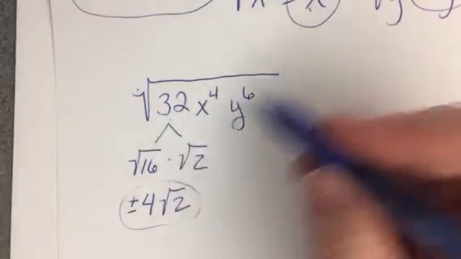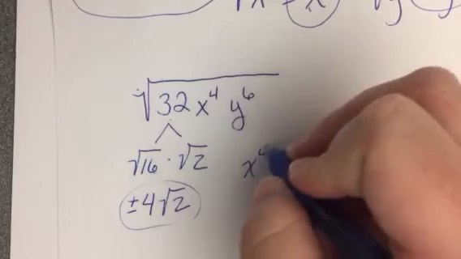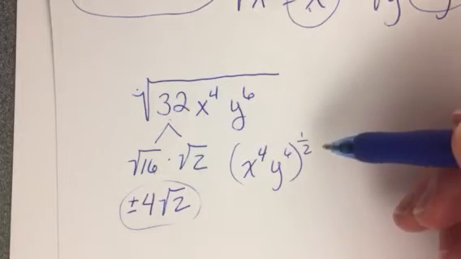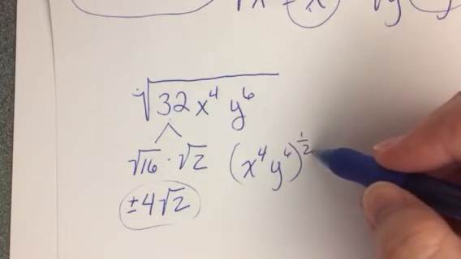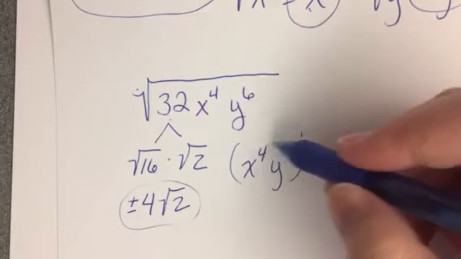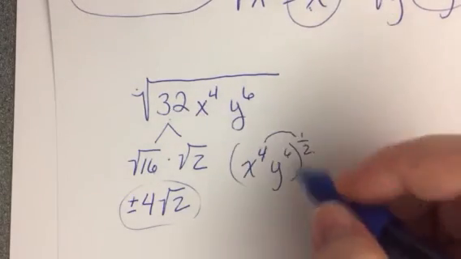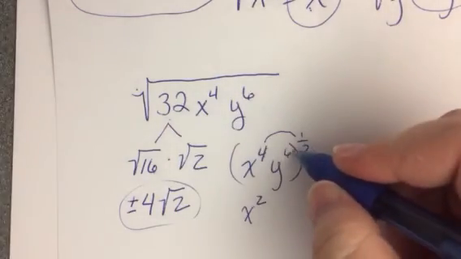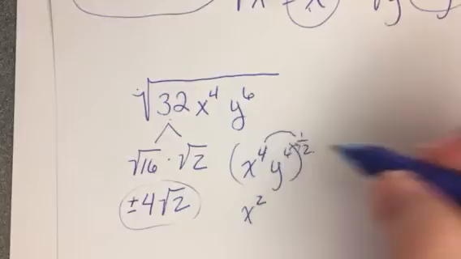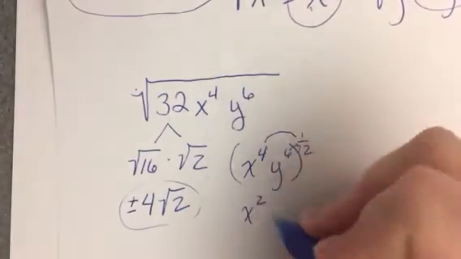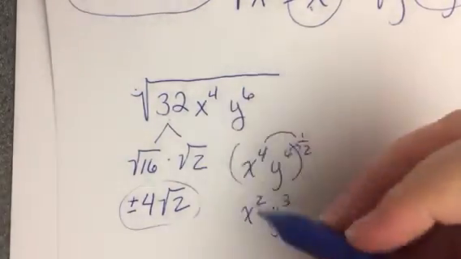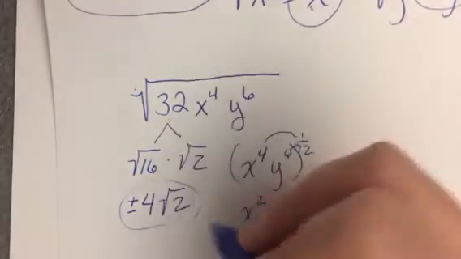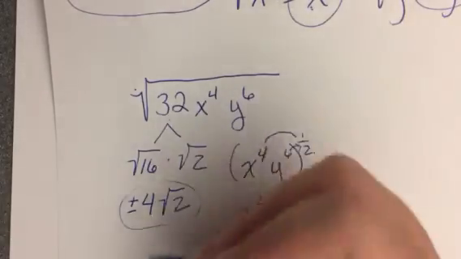Now let's deal with my variables. I have x to the 4th, y to the 6th, all to the 1/2 power. Again, taking the square root of a number is the same thing as raising it to the 1/2 power. So now I multiply my exponents. 4 times 1/2 is going to be 4 halves, or 2. Then I do 6 times 1/2, which is 6 over 2, which is 3. So the square root of x to the 4th, y to the 6th is x squared, y to the 3rd. Now I want to put everything together.